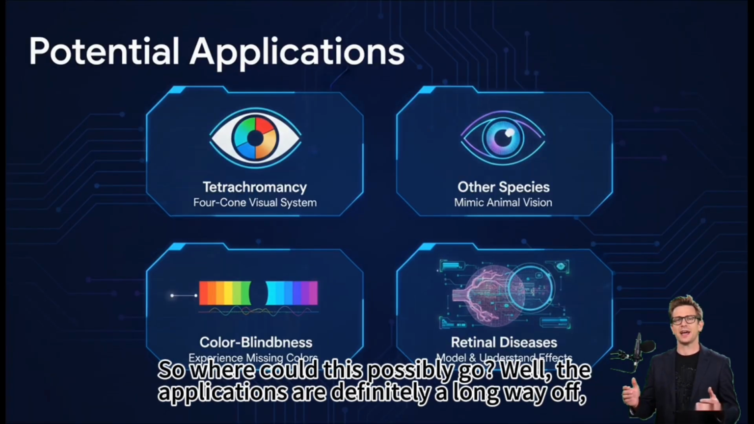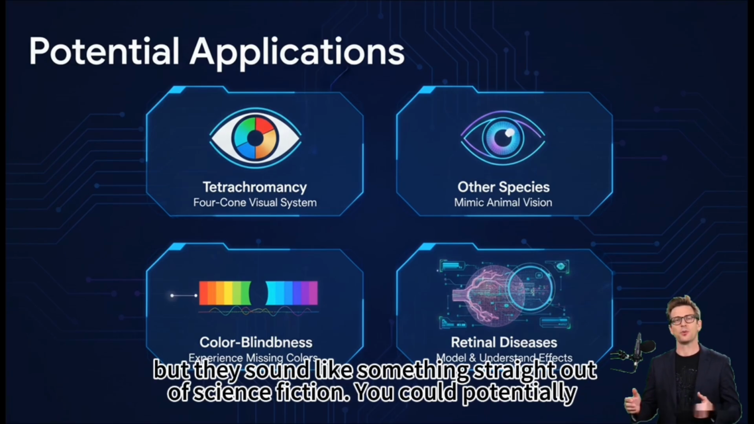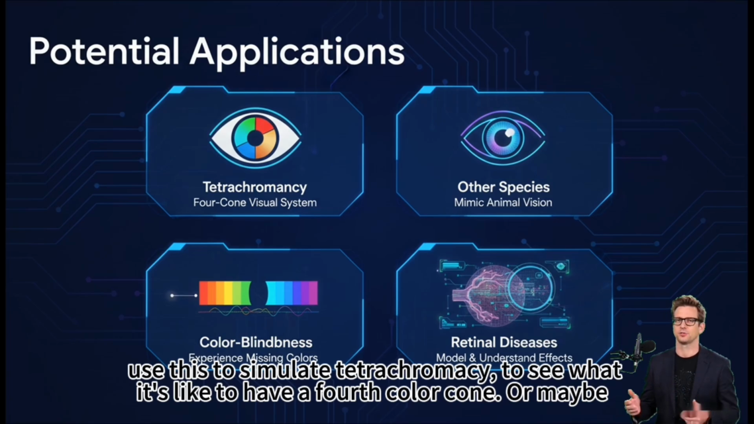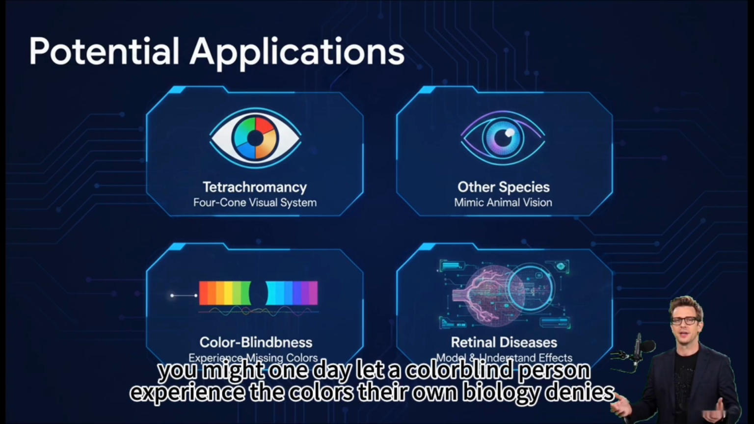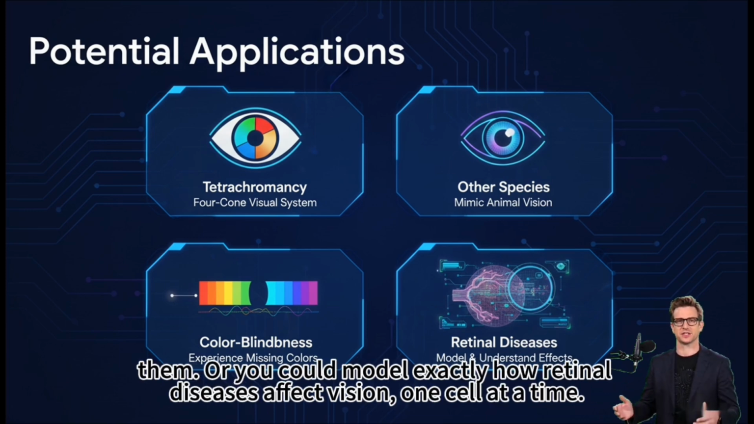So where could this possibly go? Well, the applications are definitely a long way off, but they sound like something straight out of science fiction. You could potentially use this to simulate tetrachromacy, to see what it's like to have a fourth color cone, or maybe even simulate the vision of other animals, like bees or birds. And on the clinical side, you might one day let a colorblind person experience the colors their own biology denies them. Or you could model exactly how retinal diseases affect vision, one cell at a time.